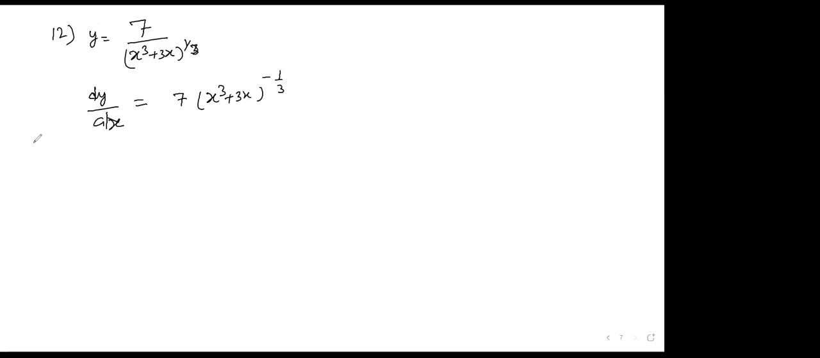This is not dy by dx actually. This is y only because we have not differentiated it. We have just simplified it. We have taken the variable term in the numerator. Now dy over dx equals 7 times minus 1 over 3 times x cube plus 3x to the power minus 1 over 3 minus 1.